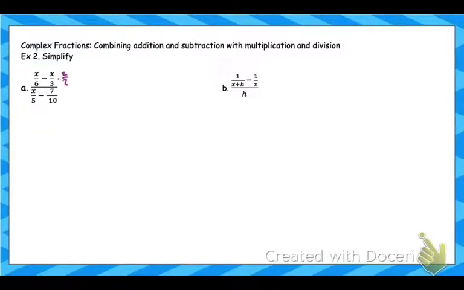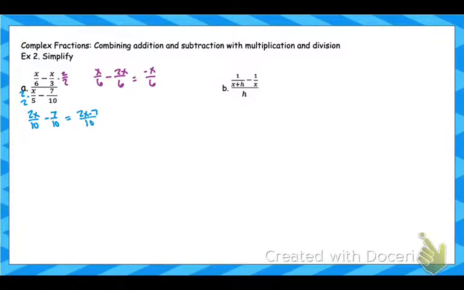So I would multiply top and bottom by 2. So that leaves me with x over 6 minus 2x over 6, which is going to simplify to negative x over 6. All right, so now separately, I'm going to go ahead and simplify the denominator. So I'm going to multiply the top and bottom by 2. So that gives me 2x over 10 minus 7 over 10, which is just 2x minus 7 over 10.